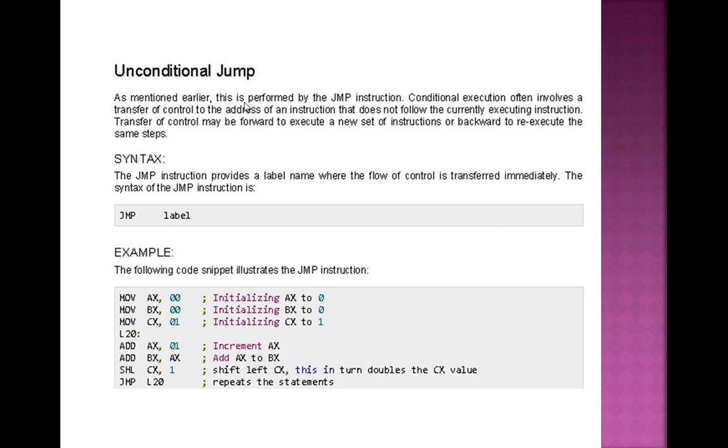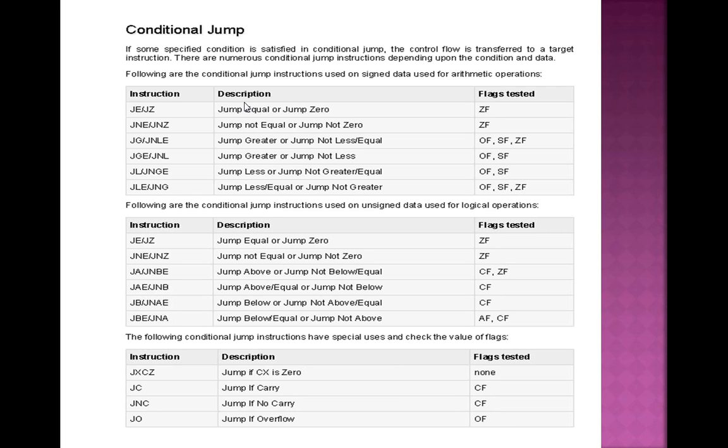Then there is L20. L20 means label 20. Then ADD AX, 1, means increment the AX value by 1. Now ADD BX, AX, means adding the values of AX and BX. Then SHL CX, 1, shift left of CX by 1. Then JMP L20, that is repeat the statements, repeating the statement 20 times. So this is the example of JMP, that is your jump instruction.